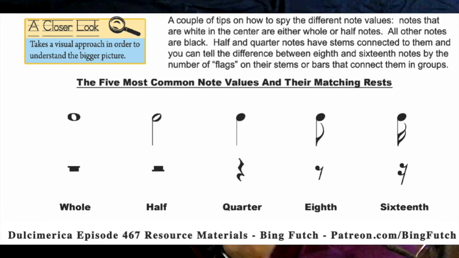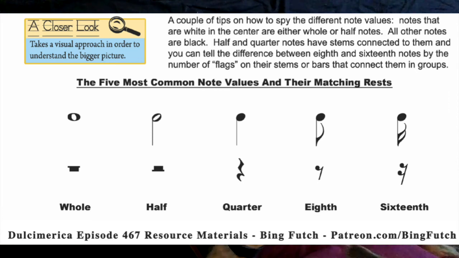And you will see our 5 most common note values and their matching rests and what they look like. So we've got whole, half, quarter, eighth, and 16th. That, by the way, is what they all look like when they're by themselves. As we found out in the last episode, quarter notes, half notes, and whole notes are pretty much always going to look the same way.